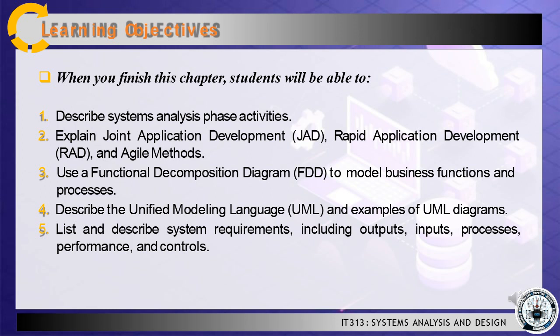rapid application development, RAD, and agile methods. Use a functional decomposition diagram, FDD, to model business functions and processes. Describe the Unified Modeling Language, UML, and examples of UML diagrams. List and describe system requirements, including outputs, inputs, processes, performance, and controls.